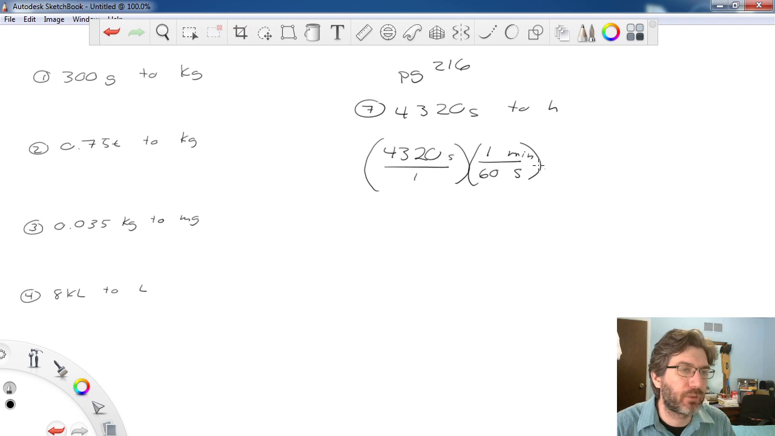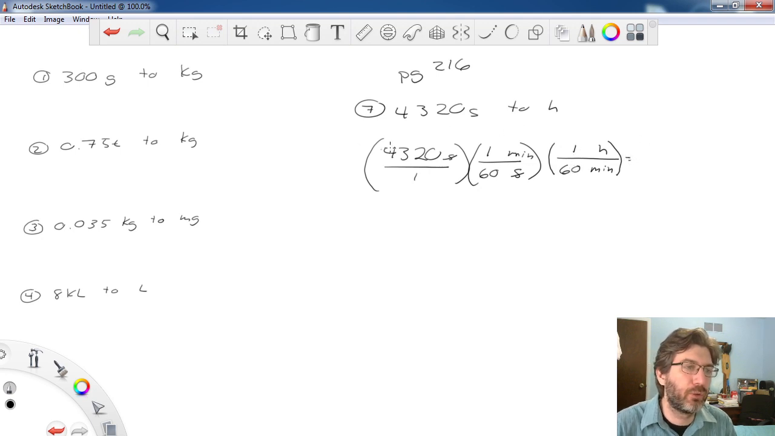This way seconds will cancel, but it wants us to go to hours, so we're going to multiply by another conversion ratio. In this case, we want minutes to cancel because seconds already canceled, so minutes will go on the bottom. Do you know a relationship between minutes and hours? Hopefully you do. So hours will be on top, and you know there are 60 minutes in 1 hour.